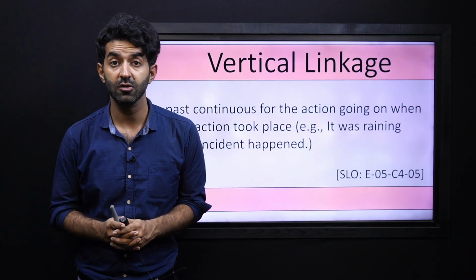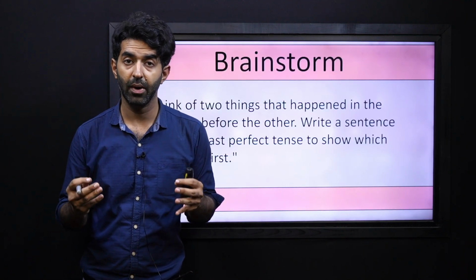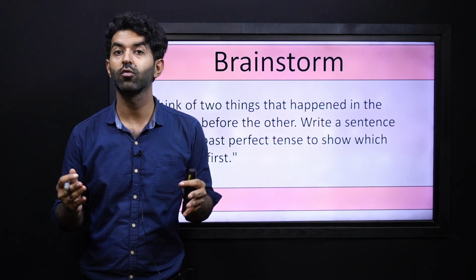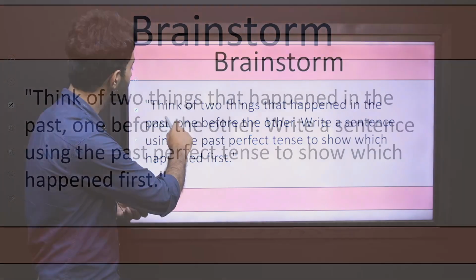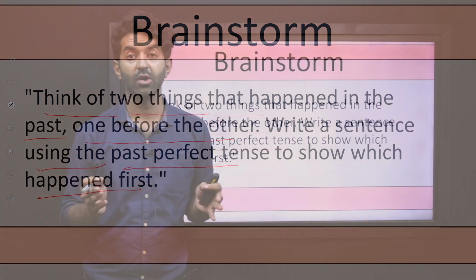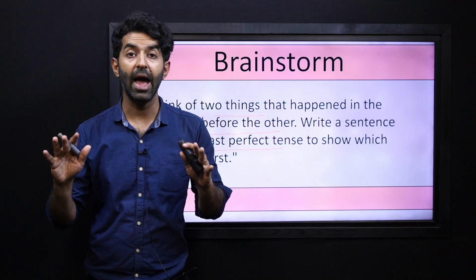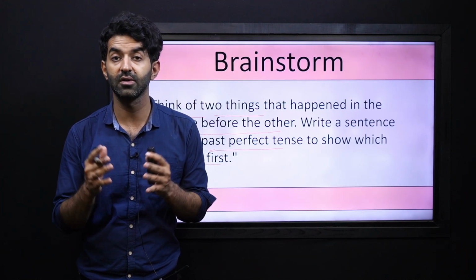Now students, you can see this vertical linkage over here, and now it's time to think about the lesson. Think about why we are studying it and how we are going to use it. For the brainstorming session for today, you have to think of two things, two incidents, events that happened in the past, one before the other. You write a sentence using the past perfect tense to show which happened first. So we are talking about two things happening in the past. They have happened, finished. Now we are going to mention them one after the other, but there is a trick, there is a way for doing this.